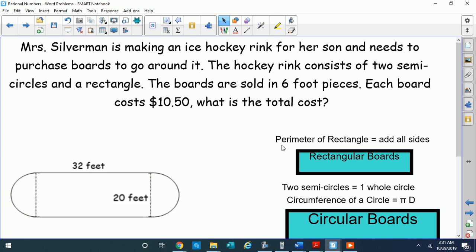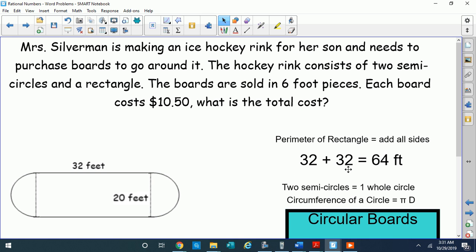All right, so as I said, the perimeter of a rectangle is found by adding up all the sides of the rectangle. So perimeter is distance around the figure. So if we were going around this hockey rink, the first thing I see, I'd have to go around the rectangle. So the rectangle would be straight, whereas the semicircle parts are rounded. So I'm going to go around just the straight part of this rink, and that would be this part, which is 32 feet, as well as this part out here, which is also 32 feet. So the rectangular boards I would need would be 32 plus 32, which would be a total of 64 feet. So that would be the total of just going around the rectangle.